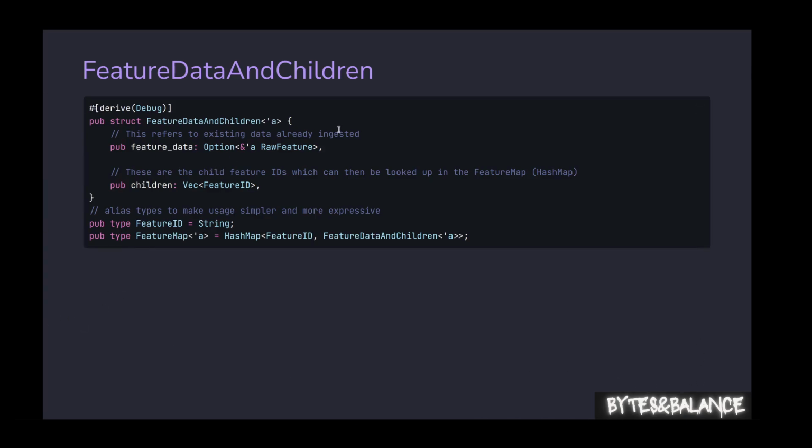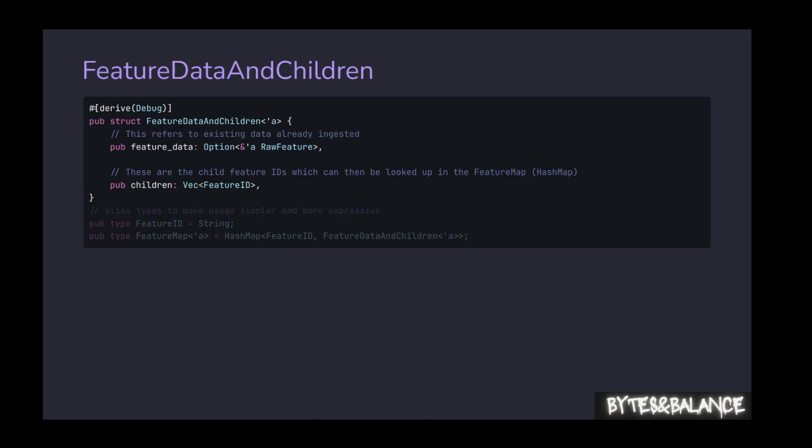The FeatureDataAndChildren struct holds 2 pieces of data. Feature data, which is an option of a reference to a raw feature struct. It's an option because it is only updated to some when the data is found. This means that feature data could either contain a reference to a raw feature instance or it could be none, indicating that there is no raw feature instance associated with the struct. And children is a vector of feature ID values. This is a list of child feature IDs that can be used to look up related information in the feature map. So we've got these 2.